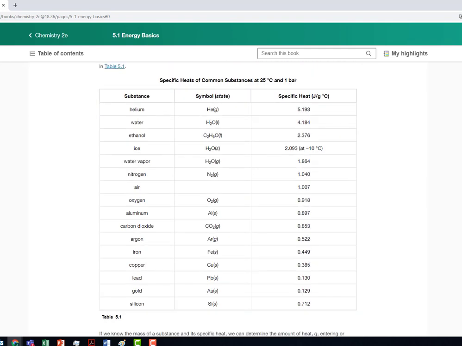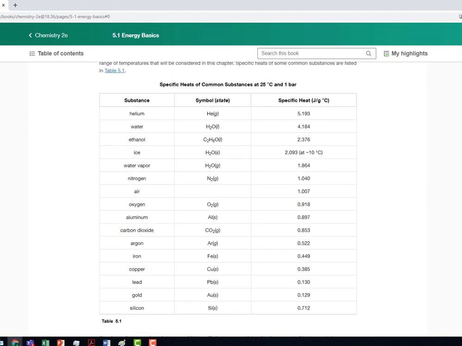So what do you need to know about this table? You need to be able to use it. So if you have a substance, you might have a question where it says something is changing temperature by this amount, and you need to calculate something. You might not be provided the specific heat within the question. What you would need to do is know that you can look at this table and look up the substance that you are using, and use the specific heat from this table.